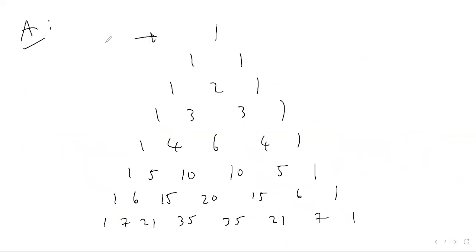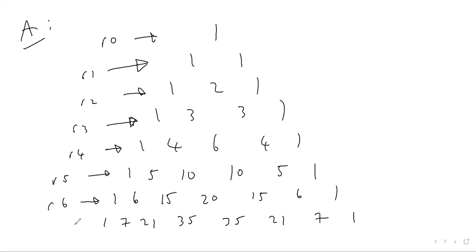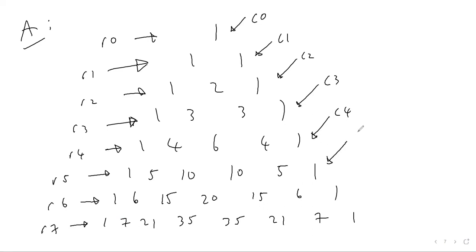So again, this is going to be row 0, R0. This is going to be row 1. Row 2 would be that one there. Row 3 would be this one here. Row 4 down there. Row 5 there. Row 6 there. And row 7 there. So again, this diagonal there would be column 0, column 1, column 2, column 3, column 4, column 5, column 6, column 7, and so on and so on.